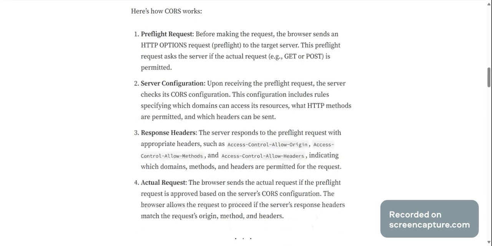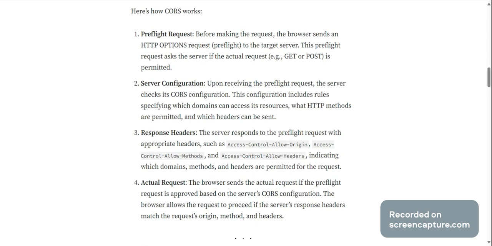This is how CORS works. Pre-flight request. Before making the request, the browser sends an HTTP OPTIONS request to the target server. This pre-flight request asks the server if the actual request, GET or POST, is permitted. Server configuration. Upon receiving the pre-flight request, the server checks its CORS configuration. This configuration includes rules specifying which domains can access its resources, what HTTP methods are permitted, and which headers can be sent.